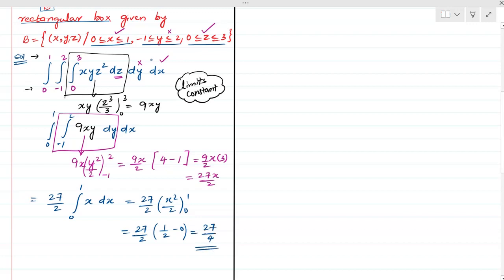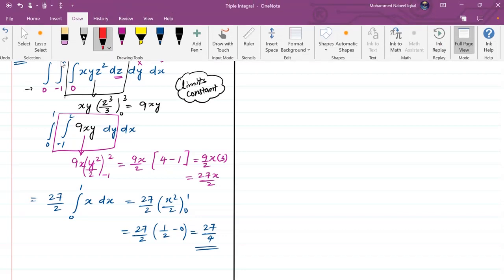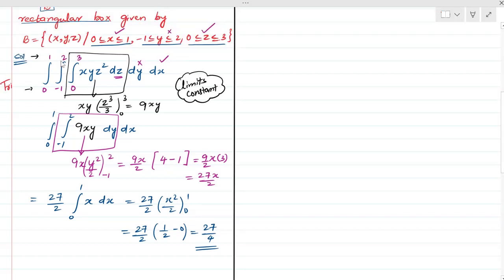If you see, in the first step you have the triple integral. After evaluating the innermost integral, it becomes a double integral. After evaluating that innermost integral, it becomes a single integral. Like this, you have to do it for all problems, following the same rule.